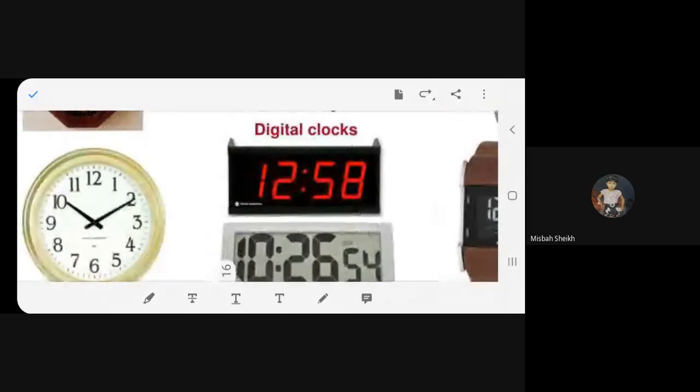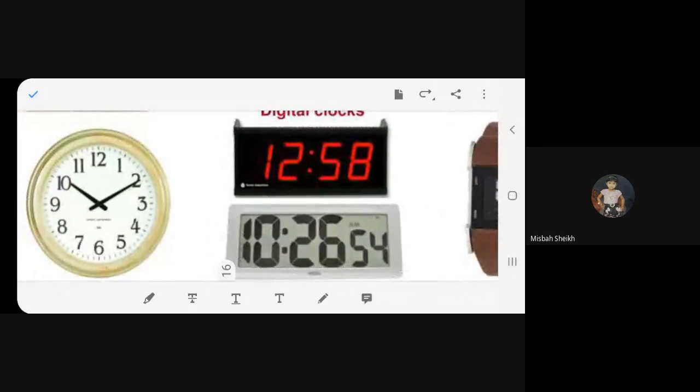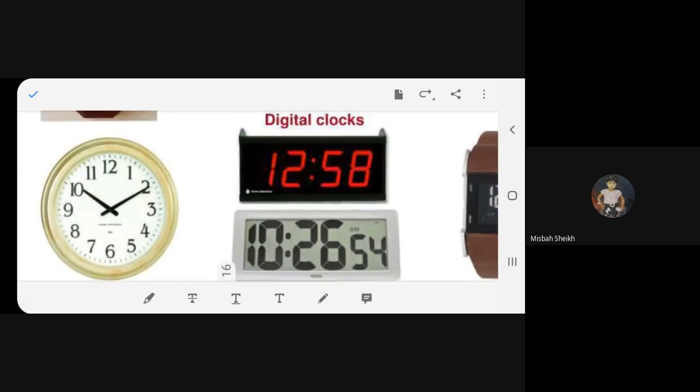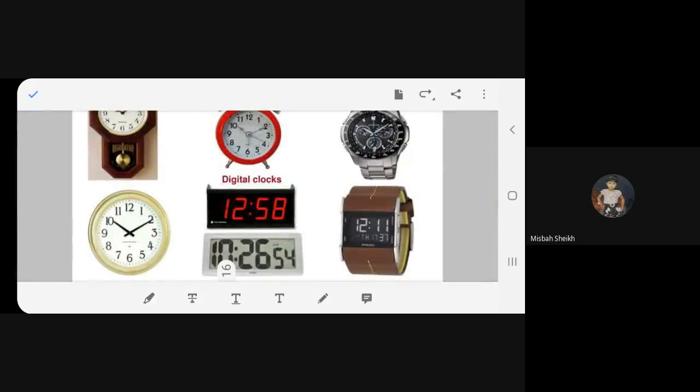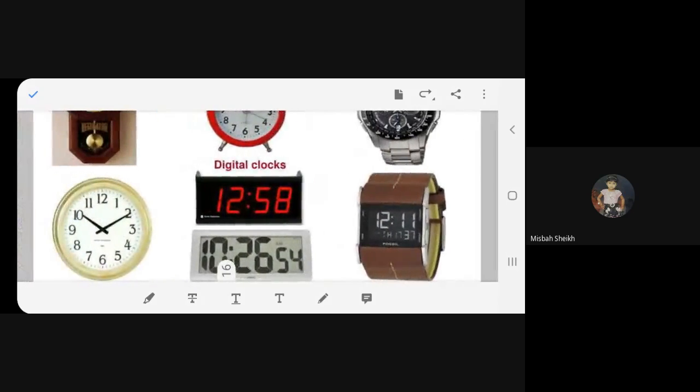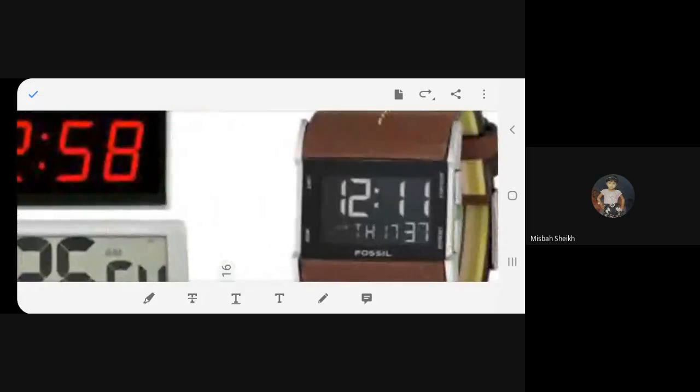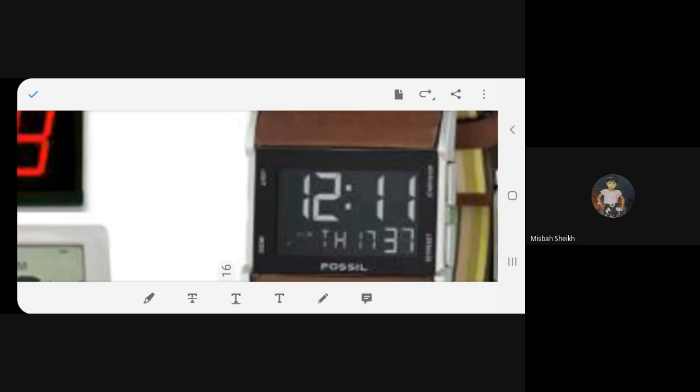These are clocks, but without pendulum. One on the left hand side. This one. It's without pendulum. But it's a clock which is put on the wall. Yes, beta? Then these are digital clocks. Agree? Okay. This is the digital watch. This one. It's a watch which is put on your hand, but it is digital. Yes or no?